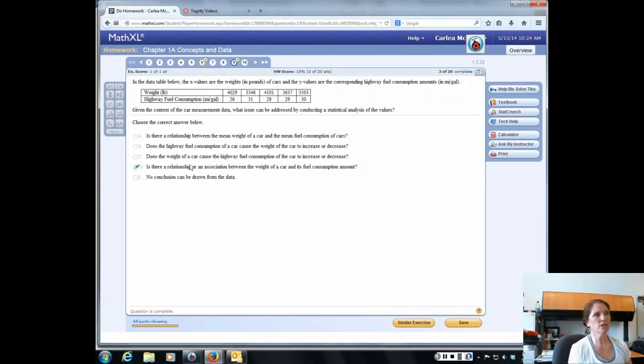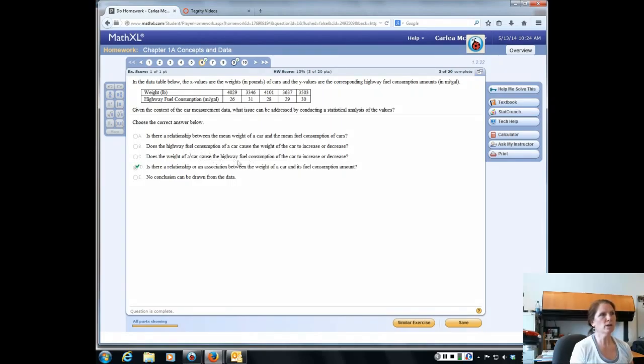And that's what I said here, there's a relationship or an association between the weight of a car and its fuel consumption. That's the question. We're always trying to say, what's the question we want to ask here with this data? So we don't want to say, does highway fuel consumption of a car cause the weight to increase or decrease? That doesn't make any sense. That would make the fuel consumption the explanatory variable. But it's not. What's explaining that fuel consumption, we think, is the weight of the car to begin with.